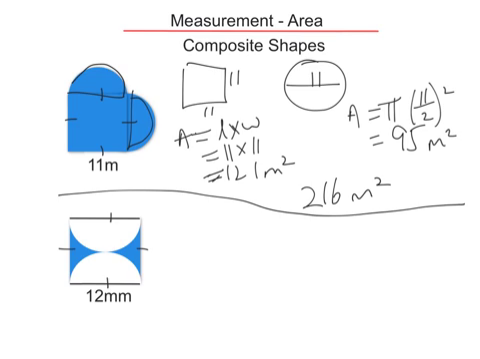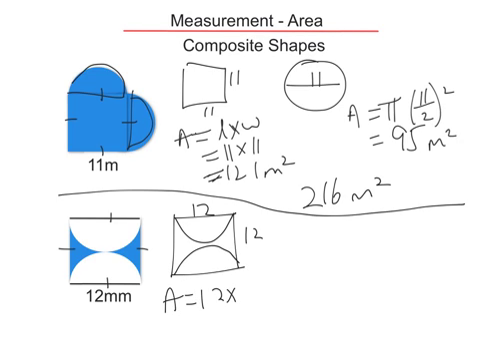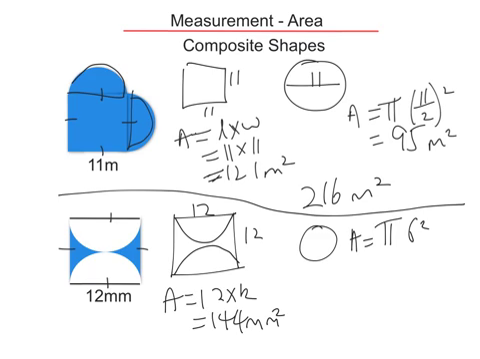In the next example, what we have here is a square with holes cut out of it. So the square is 12 by 12, and the holes cut out of it would make a whole circle. So the area for the square is going to be 12 times 12, length by width, equals 144 square millimetres. For the circle, the area is going to be equal to pi times the radius squared, the radius being 6 in this case, because 12 is the diameter of the circle, so it'll be 6 squared, which is 36.